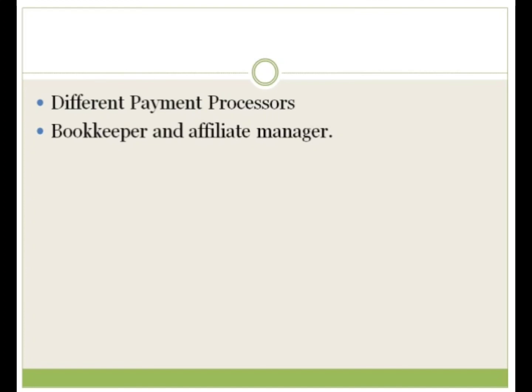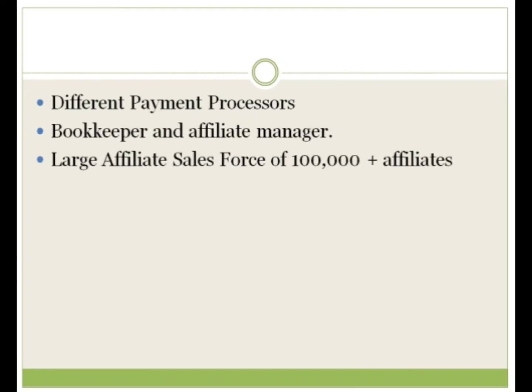Another thing is ClickBank has a large affiliate sales force of over 100,000 plus affiliates. Now, that's not going to mean that you're going to have 100,000 affiliates promoting your product. That does mean that you have the ability to put your product in front of all of these affiliates. And what happens is that many affiliates actually go to ClickBank Marketplace because they're looking for products to promote.